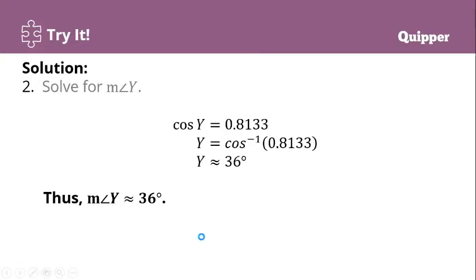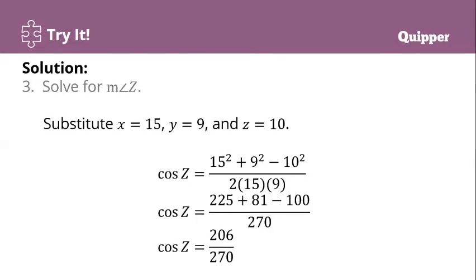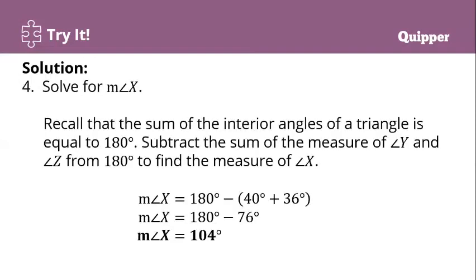You do the same with the other angles. For Z, the same process. Then you have 40 for Z. And then for the third one, you don't need anymore to use the formula. You can go directly to subtracting from 180 degrees. That is 104.